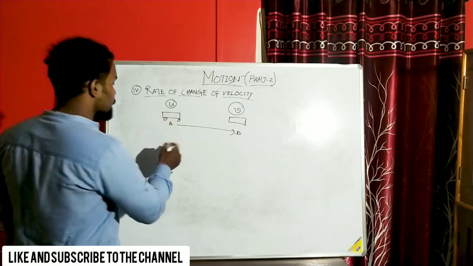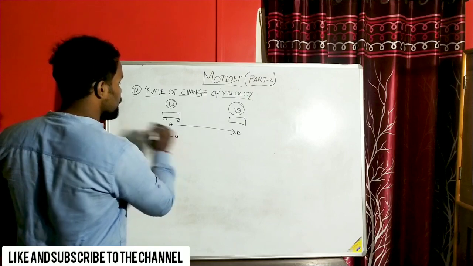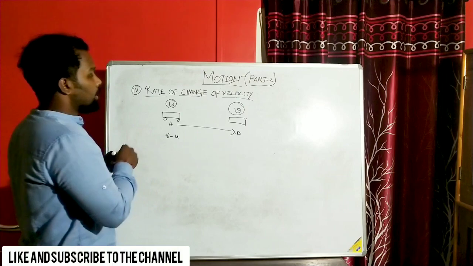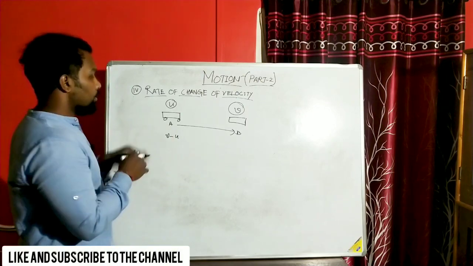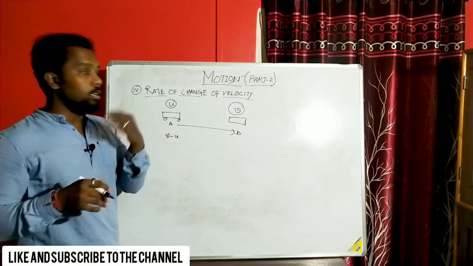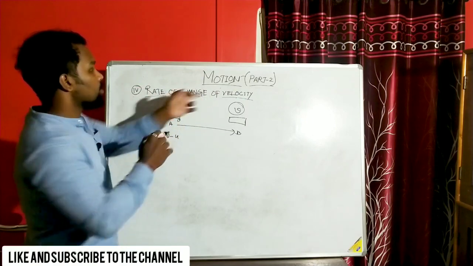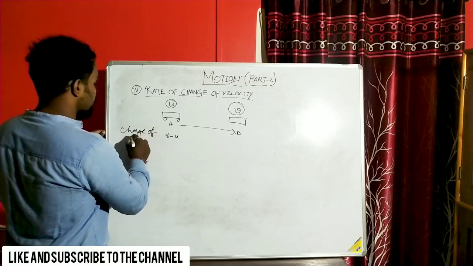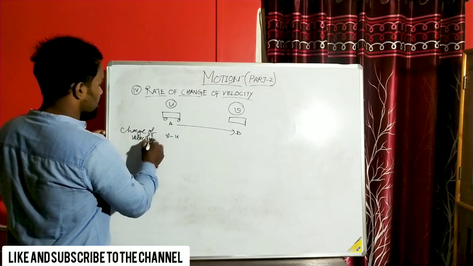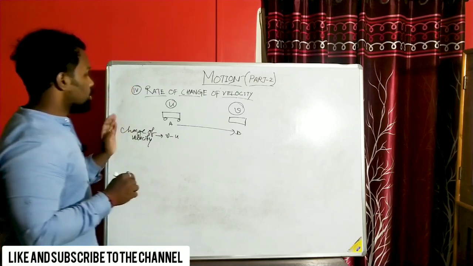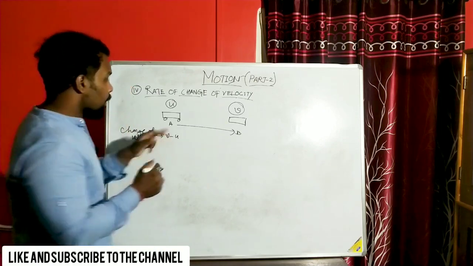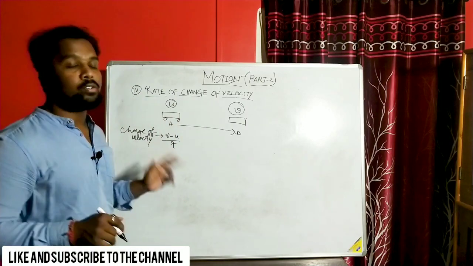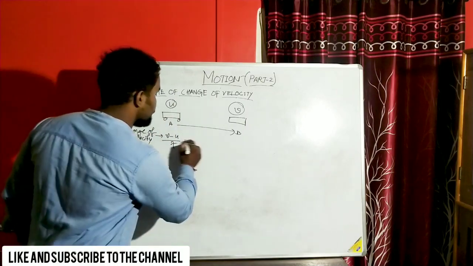Now, what is its change of velocity? The change of velocity will be v minus u, right? If we need to find the rate of change of velocity, which is the main heading, what do we have to do? We have to divide the change of velocity by time. And this new quantity is known as acceleration.